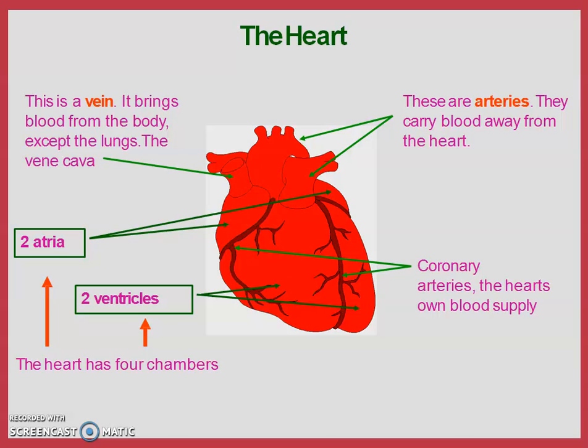It contracts regularly and continuously, and it pumps blood to the various parts of the body. Its average weight is 300 grams in males and 250 grams in females. The size of the heart is 12 by 9 centimeters, and it is reddish brown in color and conical in shape. You can see it's almost conical in shape. The point of that cone is towards the left-hand side.